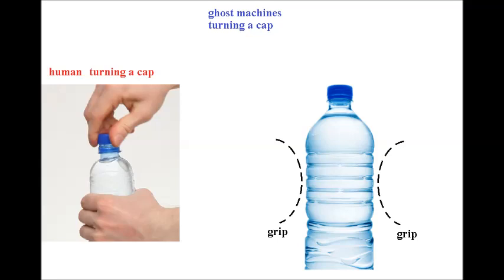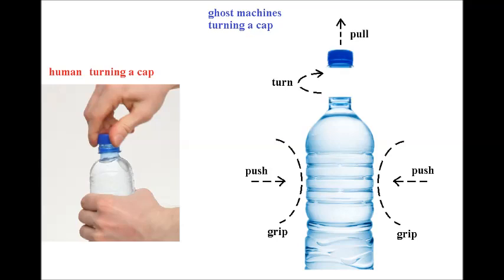Here is a ghost machine to turn a bottle cap. Intelligent pressure is used to hold the bottle in place so it doesn't move. Next, intelligent pressure is applied to the cap in a counterclockwise manner. This will screw the cap off the bottle.